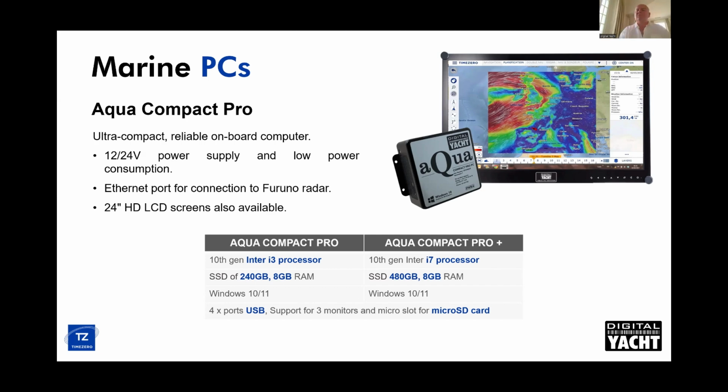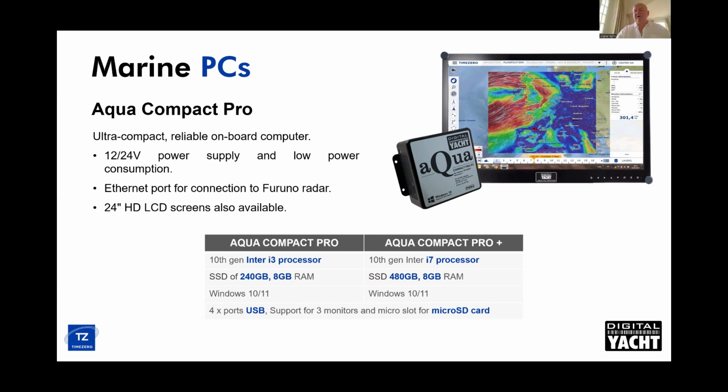If you want to add some of the more advanced sound features and so on, then I'd recommend going for the i7. But everything will run on the lower power consuming i3, so that might be better for a sailboat option. They've also got an Ethernet port, which allows you to connect the Furuno radar directly into it. So you've got the radar option, literally just plugs straight in.